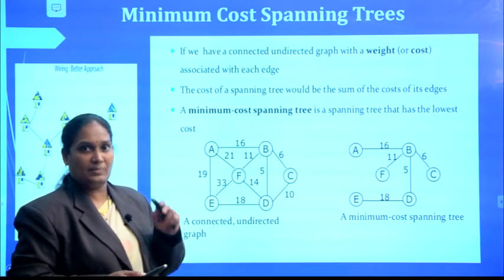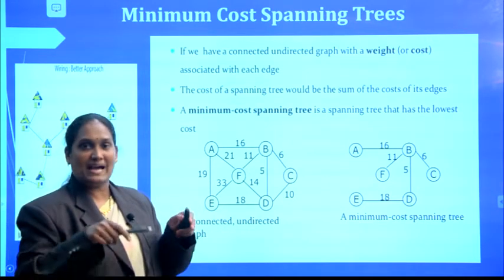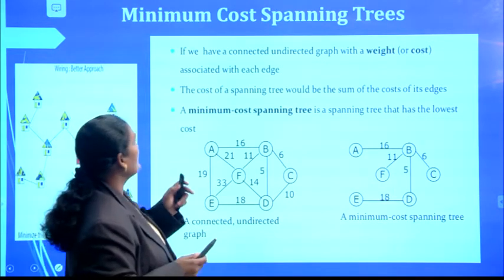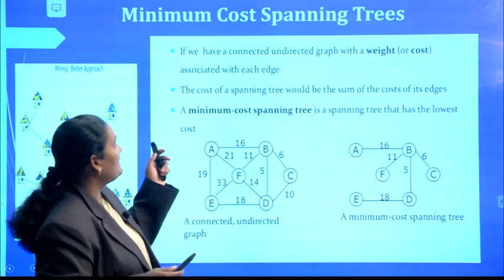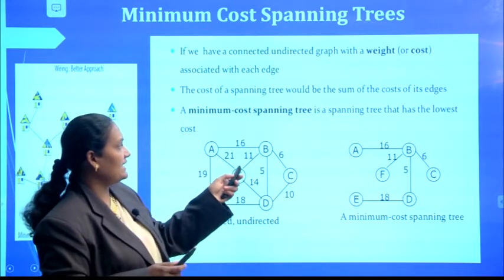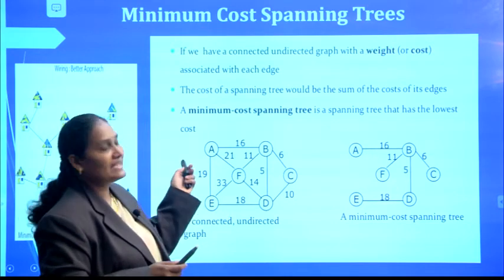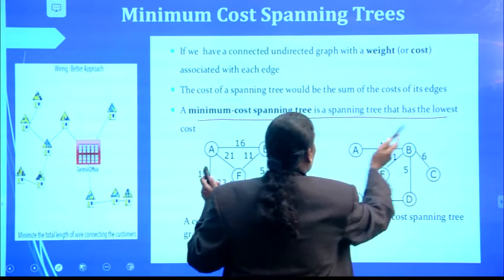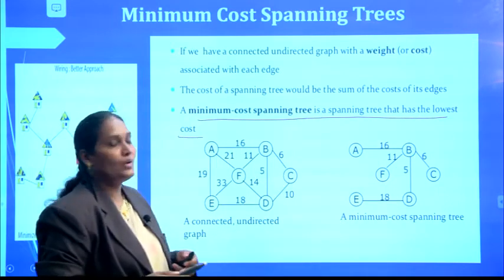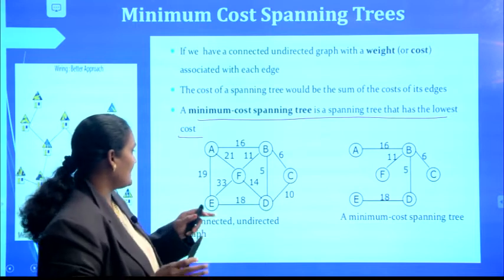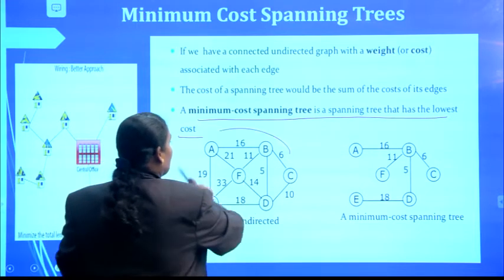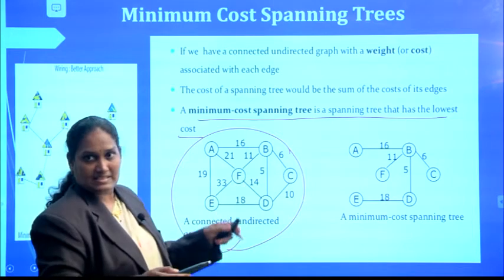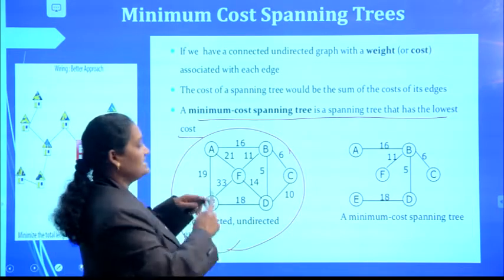Now in our previous slide we saw what a spanning tree is. What is a minimum cost spanning tree? A minimum cost spanning tree is a spanning tree that has the lowest cost. For example, this is a connected undirected graph which contains 6 vertices and a lot of edges.